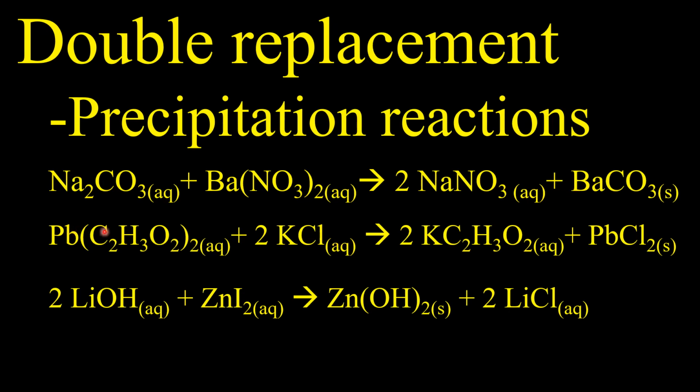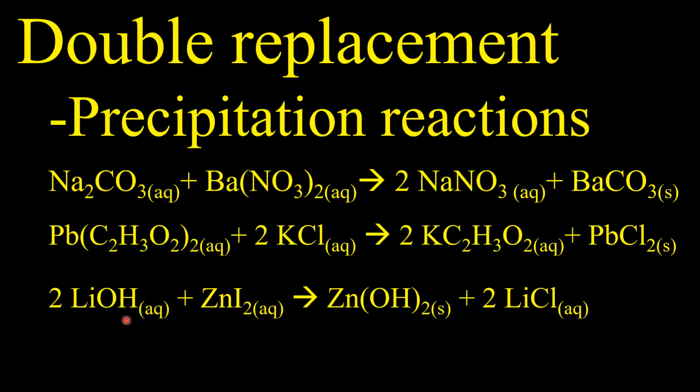Here we have lead II acetate, one of the few soluble ionic compounds of lead, and potassium chloride. When the potassium gets together with the acetate, of course, that's soluble, and so we write aqueous. But when the lead gets together with chloride, if you check the chloride's solubility rules, they're in the solubles section of the solubility rules, but lead 2+ is one of the exceptions, meaning this will not dissolve and it precipitates out of solution as a solid.